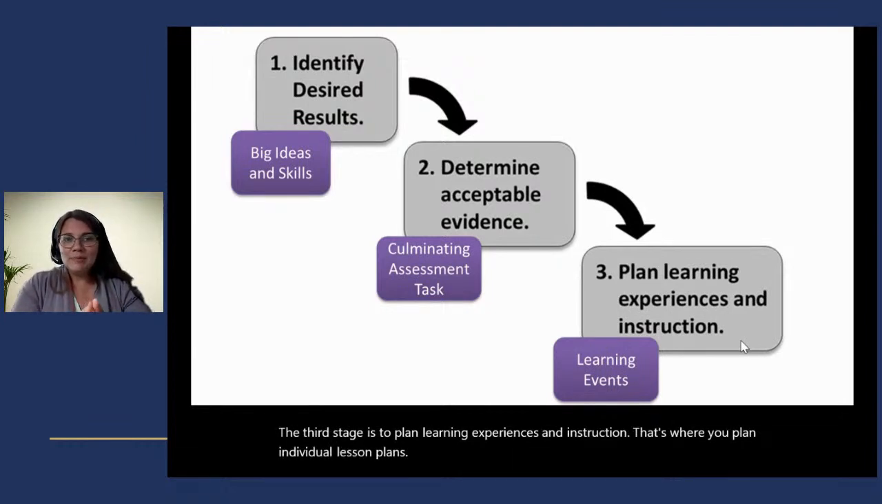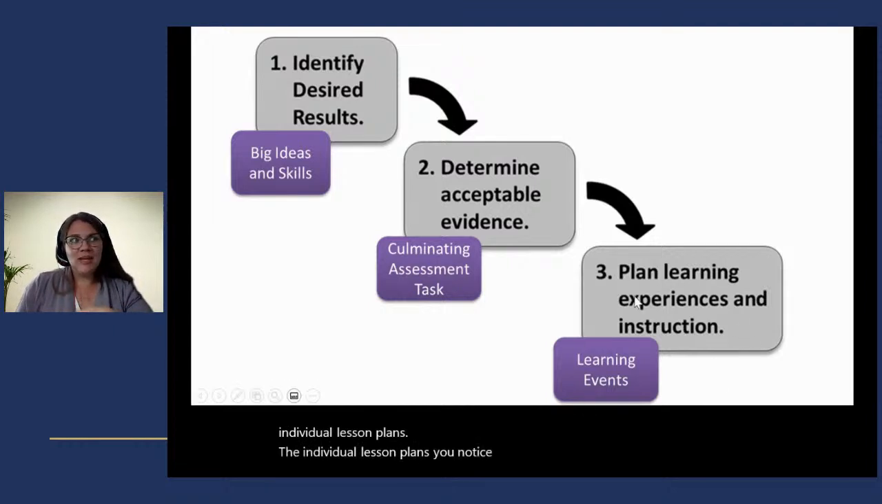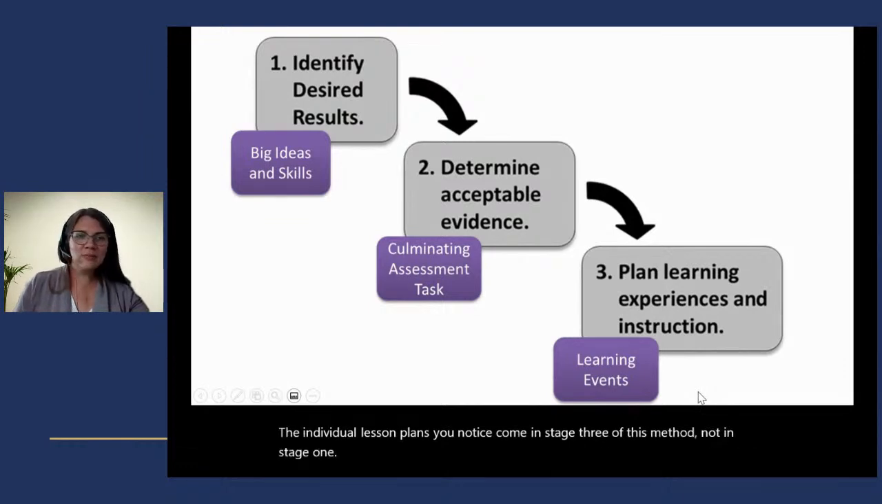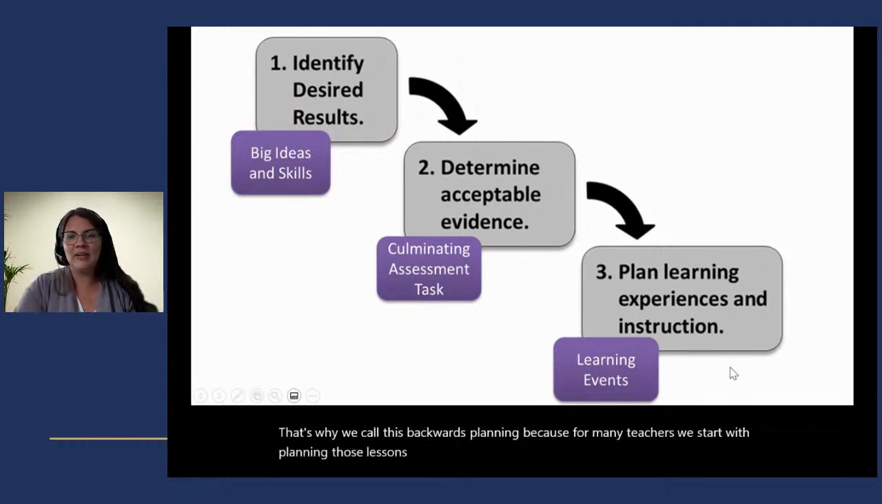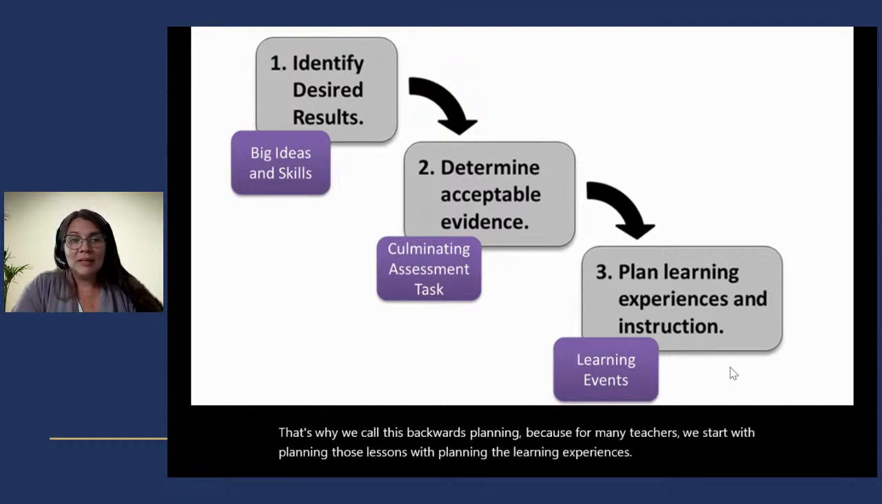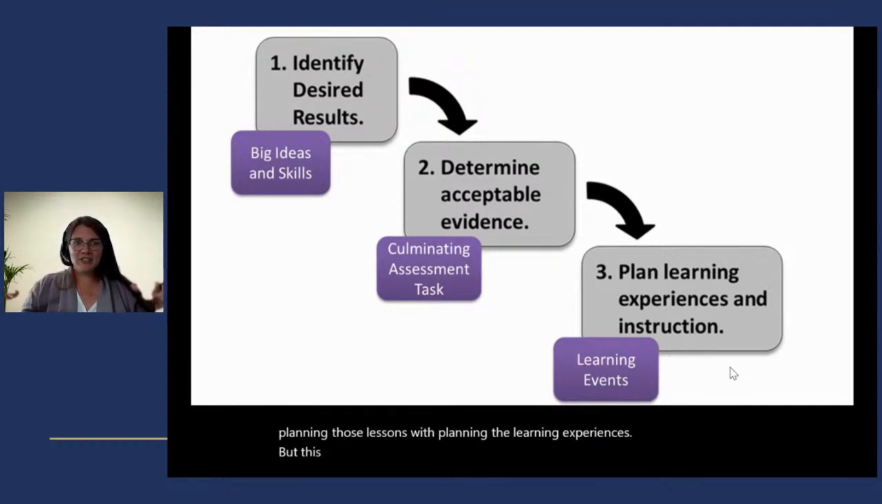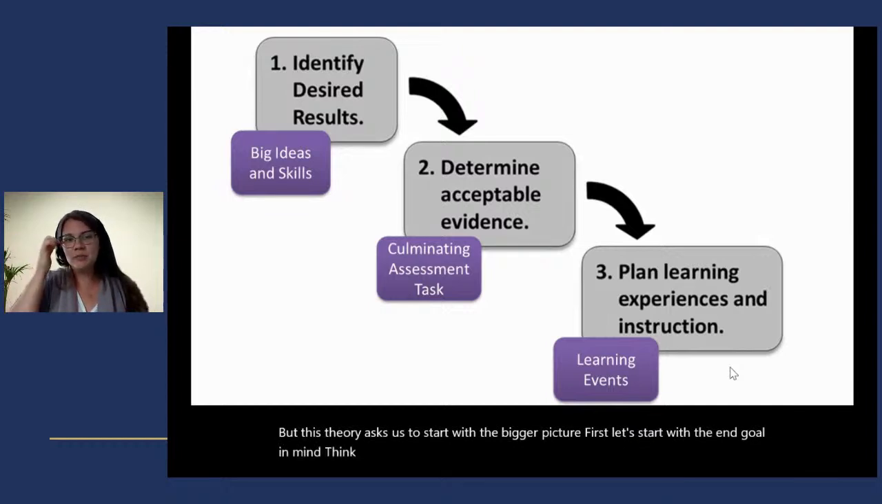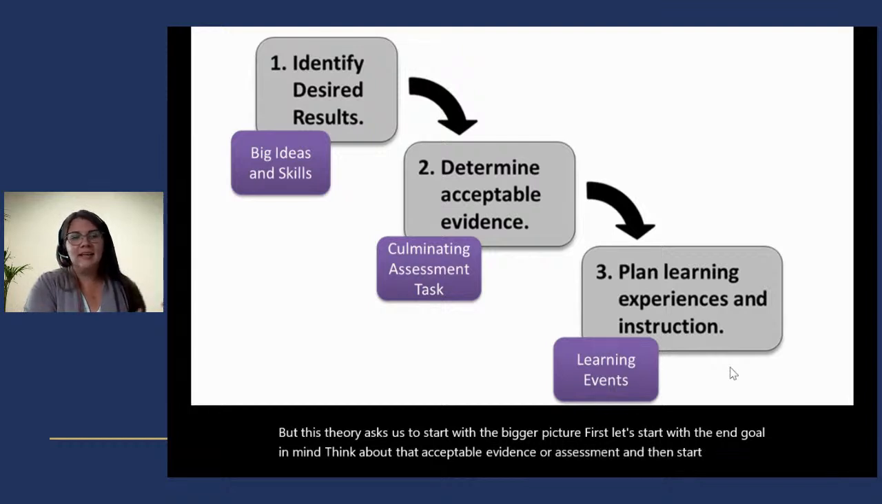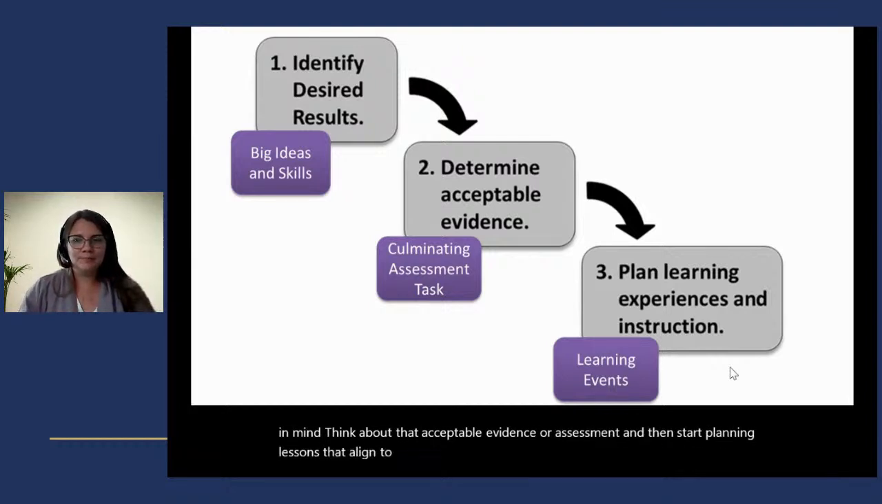The individual lesson plans, you notice, come in stage 3 of this method, not in stage 1. That's why we call this backwards planning, because for many teachers, we start with planning those lessons, with planning the learning experiences. But this theory asks us to start with the bigger picture first, to start with the end goal in mind, think about that acceptable evidence or assessment, and then start planning lessons that align to the big goals.